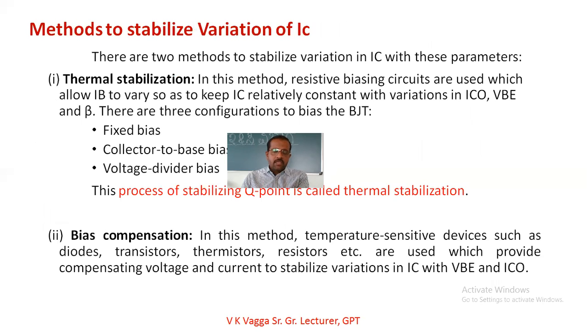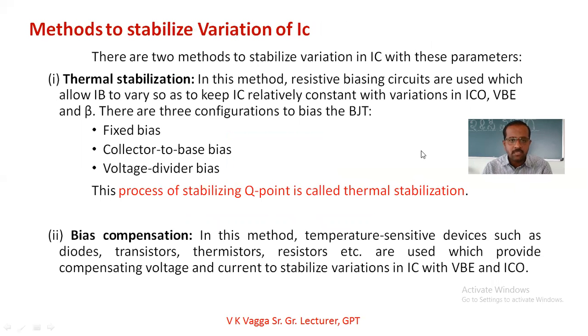Now, the methods to stabilize the variation of the output current IC. In order to keep the variation of the output current constant, you use two methods. One is thermal stabilization, and another one is bias compensation.